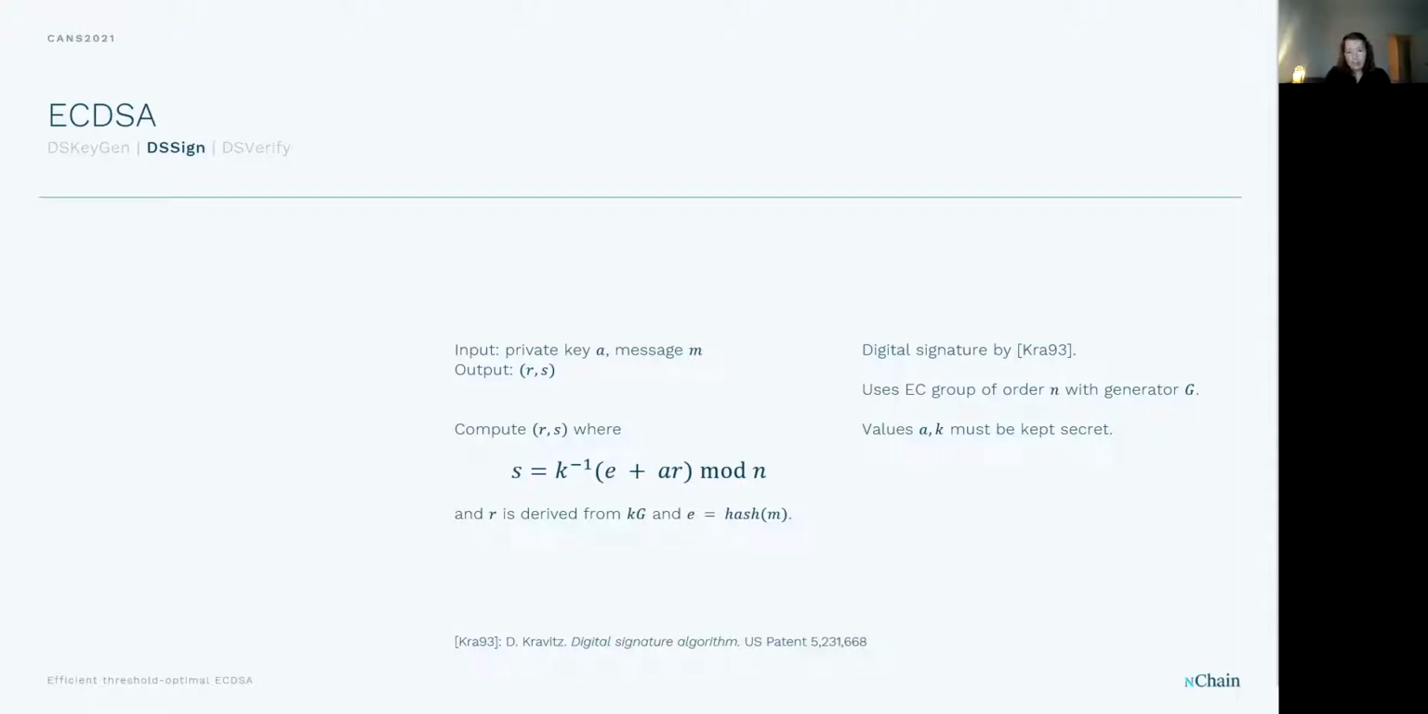Then in order to compute S, you first need to take the hash of the message, which we'll call E, and then you can compute S using the inverse of the random ephemeral key. That's multiplied by this bracket, which is the hash of the message E, added to the private key times the value R that has been computed. It's important to note that we want A, the private key, to be secret, but in order to keep A secret, K very certainly needs to be kept secret as well. This will be important in terms of threshold signatures.